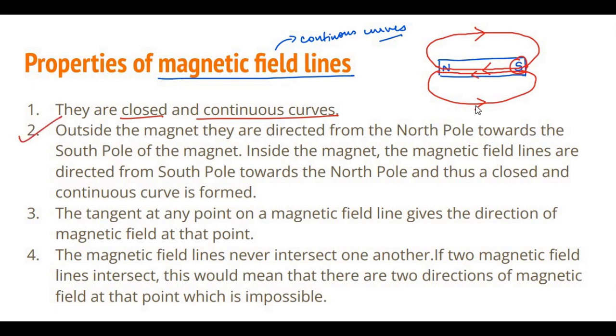अब बोल रहा है, third point is the point which you have studied. The tangent at any point on the magnetic field line is... magnetic field line पर किसी भी point पे हम tangent बनाएंगे.